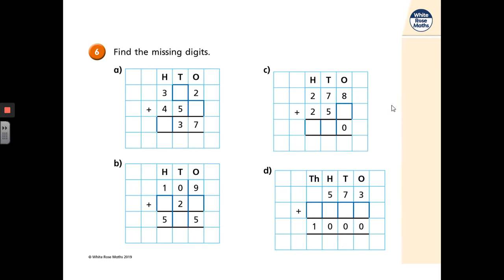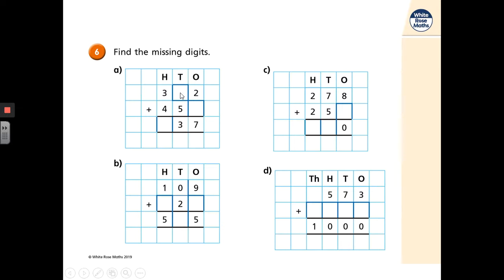Number 6. So, a little bit tricky this time. You need to have a really good think about these. You've got some missing digit questions. So you need to have a look and see what numbers you would add together to find your missing digit. So here, I'm starting with a 2, and my answer is a 7. So I need to think in here, what could I add to a 2 to get a 7? And then write that number in there.